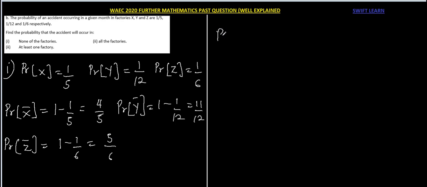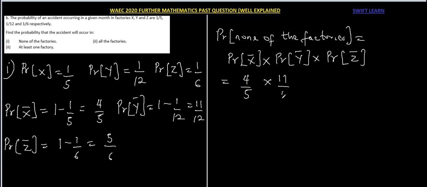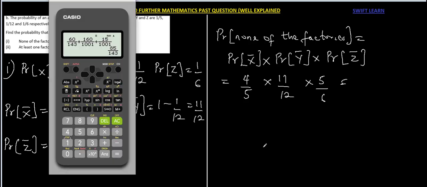So for our I question, the probability of none of the factories will be equal to what? That's the probability of bar X times the probability of bar Y times the probability of what? Bar Z. So that will be 4 over 5 times 11 over 12 times 5 divided by 6. So what will be our answer if we use our calculator?